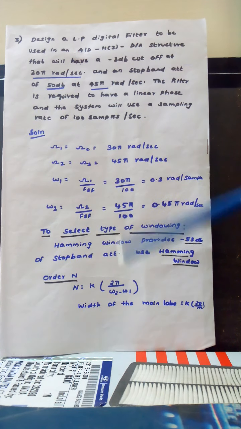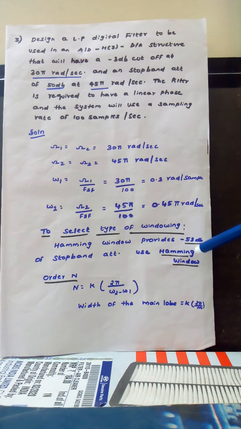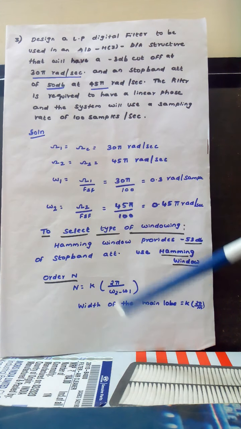Next, here they didn't mention which window we have to use. They have given a stop band attenuation of 50 decibels. The Hamming window has minus 53 decibels, so it is nearer to minus 53. So we can choose the Hamming window here. Next, we have to find out the order N.